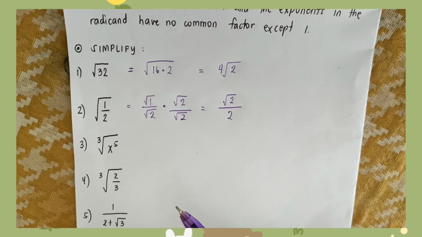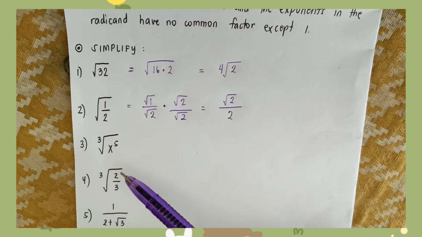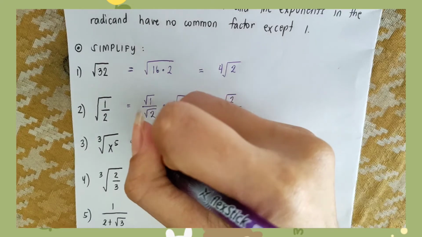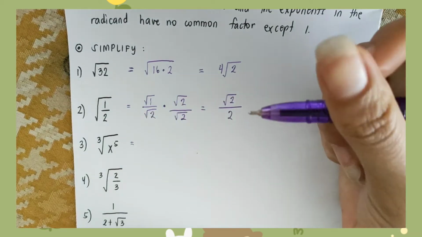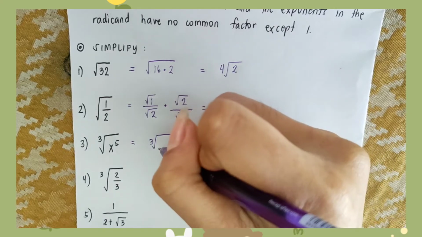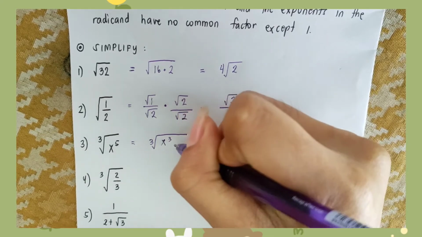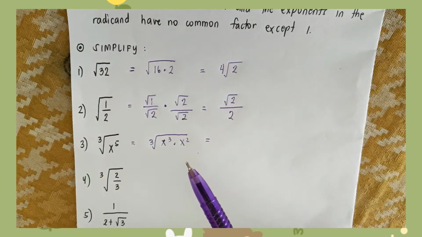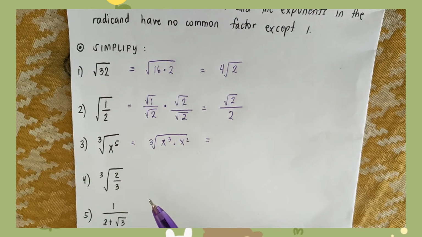Okay, next, number 3. The cube root of x raised to 5. For number 3, we need to apply the laws of exponent. And we all know that cube root of x raised to 5 is also the same with the cube root of x cubed times x squared. So 3 plus 2 is 5.